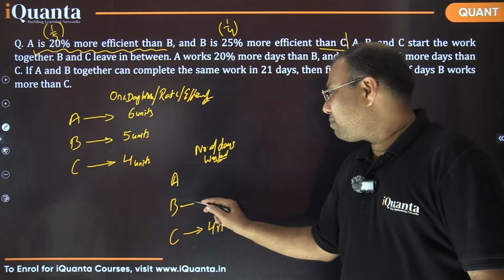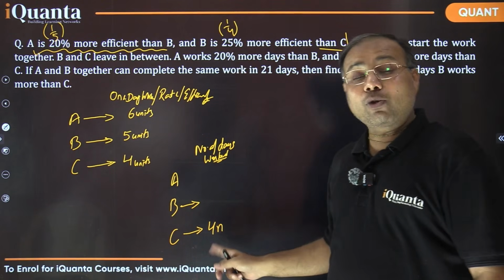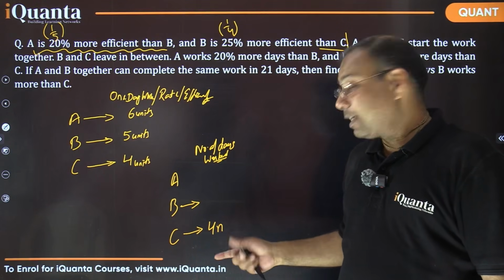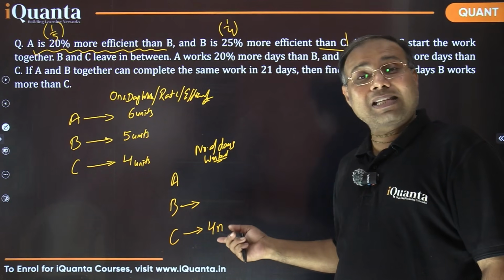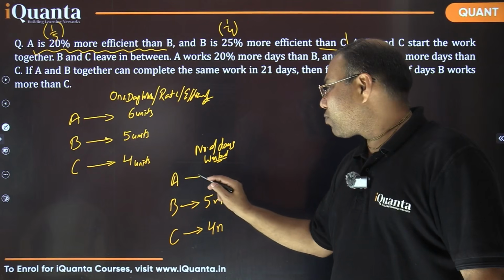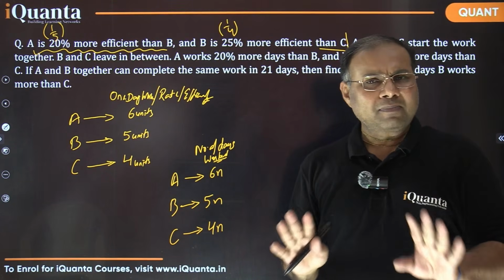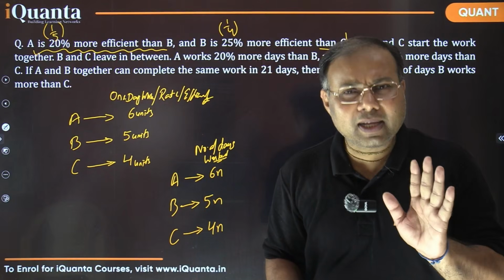So certainly B has worked for 25% more days. So 25% or 1/4 of this is n more days. So 4n plus n would be 5n, right? Exactly the same way as you did earlier. Same way we are going to get that A worked for 6n number of days. I hope it is very clear. Is that okay? Is it making sense, right?